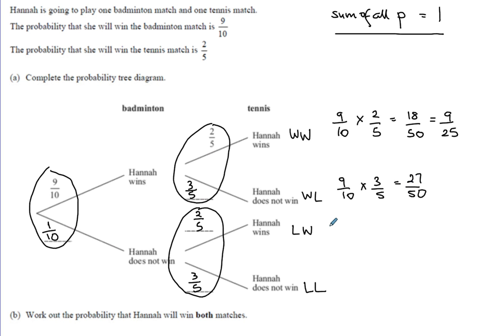For her to lose and then win would be 1/10 times 2/5, which is 2/50, and losing both 1/10 times 3/5, which would be 3/50. Okay, I just want to show you one thing, that the sum of all the probabilities adds to 1. So if we go 18 plus 27, you get 45, plus 2, 47, plus 3, 50.